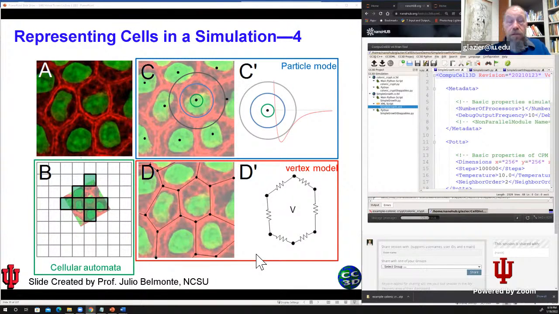There also are what are called vertex models, where we represent the boundaries of the cells, the membrane of the cells. Each vertex between cells is represented as a point. Each edge connecting two cells is represented as a link or a spring. And so that would be a vertex model representation of the cells. So this is all starting from the same image of cells, and we've come up so far with 3 different computational ways of representing it.